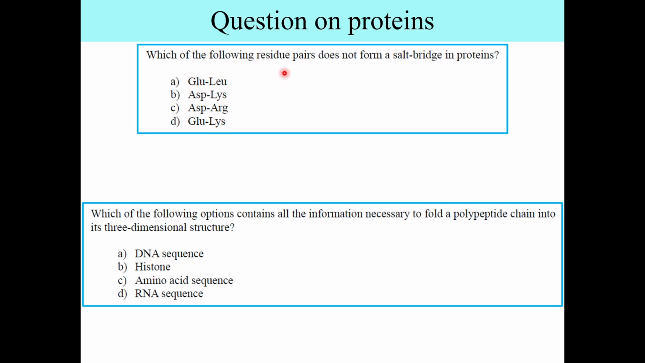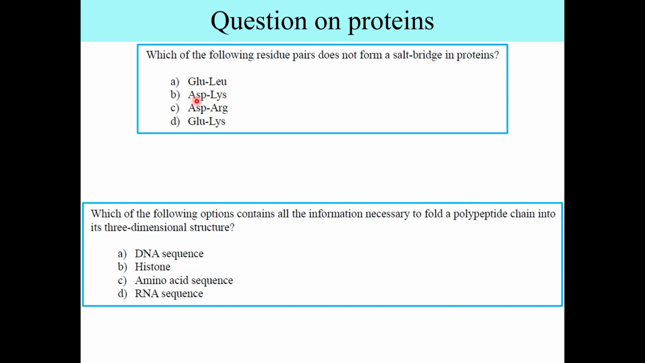Right. Which of the following residue pairs does not form a salt bridge in the protein? There is glutamic acid and there is leucine. Now we just learned that a salt bridge is formed between oppositely charged residues in the side chains of the residues in a protein, right? Glutamic acid, you know, it's an acid, so the side chain has another carboxylic group, and your leucine has an aliphatic chain, right? So this is not exactly oppositely charged residues interacting.